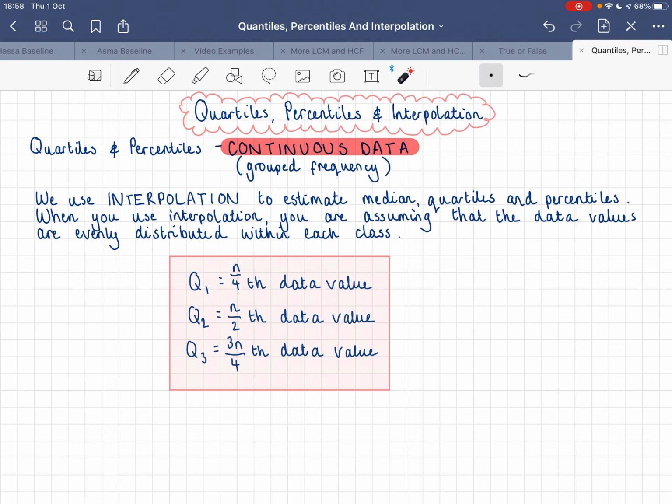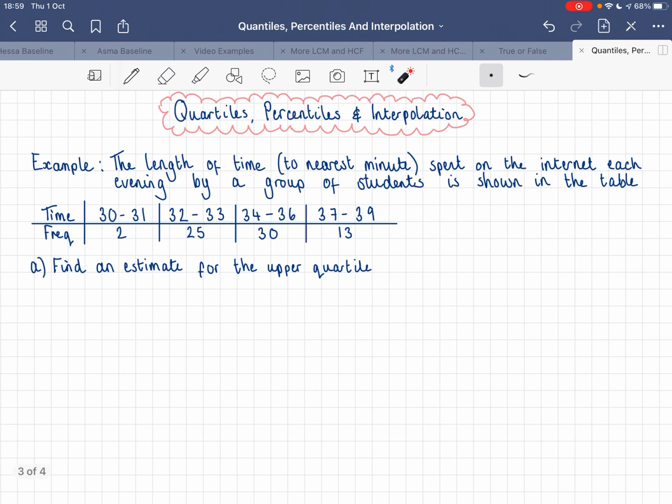And I'm going to give you an example of how to use interpolation, using a bit of proportion to be able to work it out. So here's our question. We have the length of time to the nearest minute spent on the internet each evening by a group of students is shown in the table.